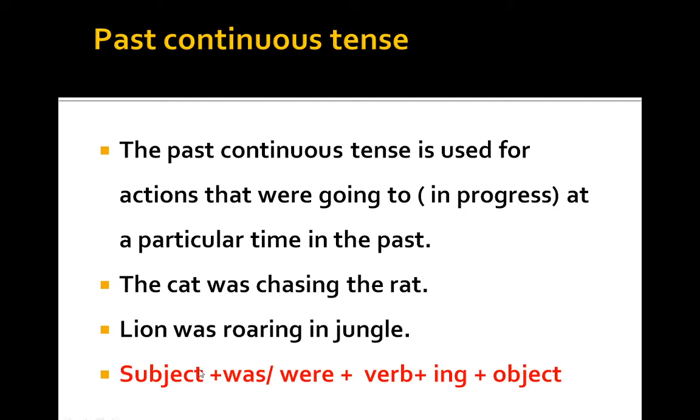So if you look carefully, lion is the subject in this given sentence. So, lion was roaring in a jungle. Look at that, lion, then was, because it is a singular noun, and then we make roar into roaring, because the ing form is necessary, and in a jungle is the object. So lion was roaring in a jungle. This sentence belongs to the past continuous tense.